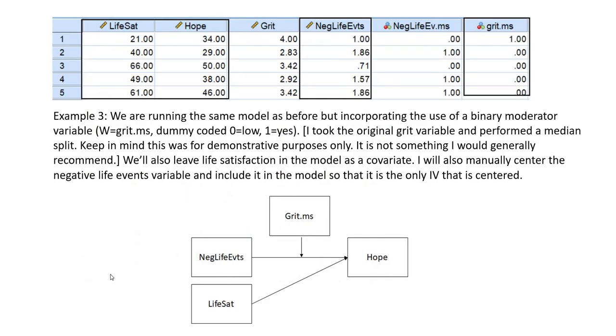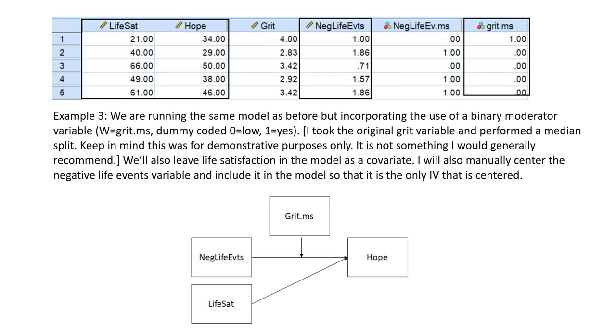Okay, for example 3, we're going to be running the same model as before, but incorporating the use of a binary moderator variable. Basically, we have grit, where I performed a median split and essentially dummy coded that variable, 0 for low and 1 for high. So please keep in mind this is for demonstrative purposes only, and it's not something I would generally recommend.